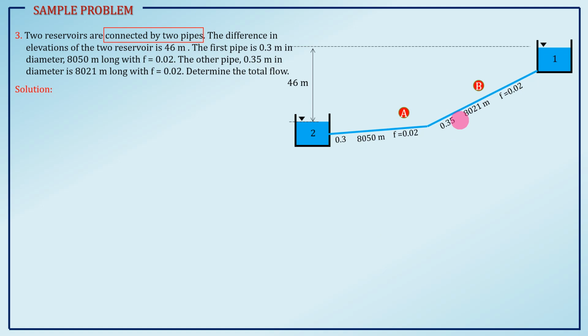Let's list the givens. The change in elevation of your reservoirs is 46 meters. This was figured out from the problem itself, because sometimes in situational problems like these, the figure is not given.